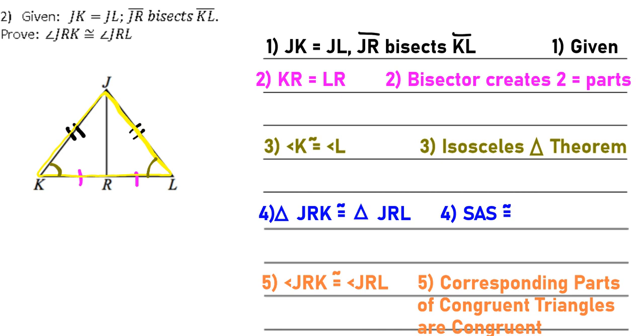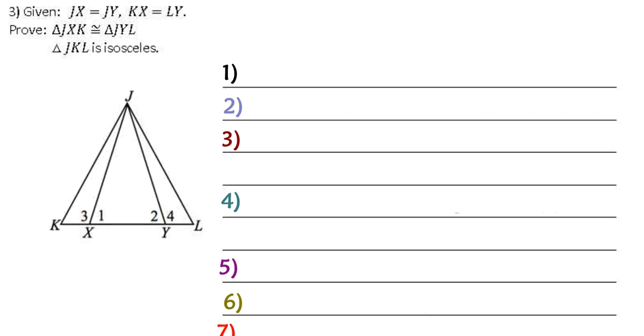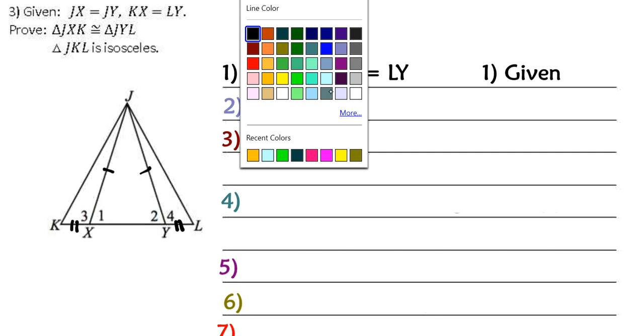Which brings us to our final proof before you go off on your own. All right, so this one, we have JX equal to JY and KX equal to LY. That is our given information that we start with. JX, that side there, JY over there, and then KX down here, that little piece at the bottom, is equal to YL, that little piece at the bottom. We need to prove that triangle JXK is congruent to triangle JYL.